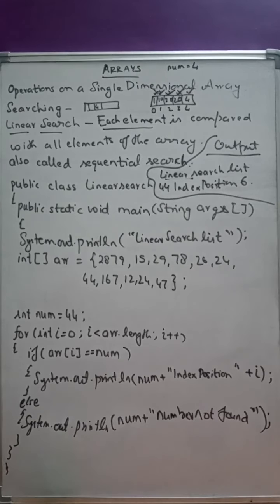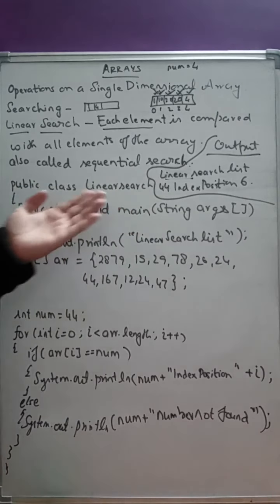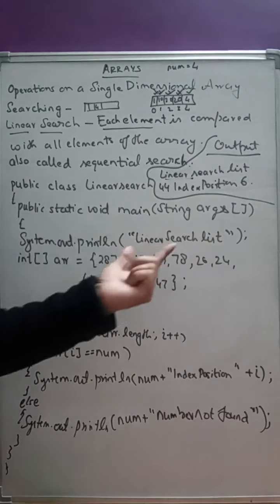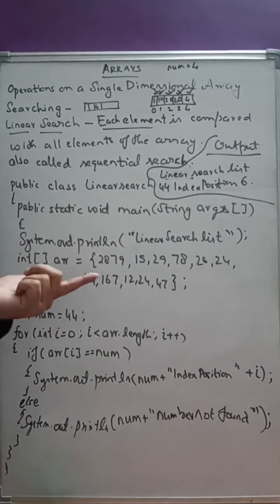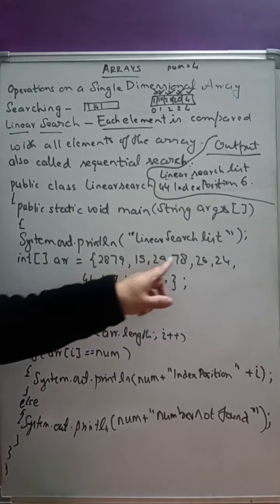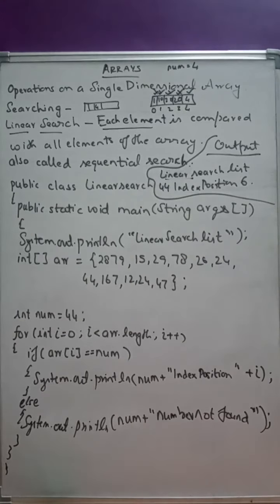Now in this program, first we have declared the class, then we have declared the main function, and in that main function first we have printed the statement "linear search list" by writing System.out.println. After this we have declared an array by the name int arr. The data type is int and the name is arr. In that arr array we have taken different values over here.